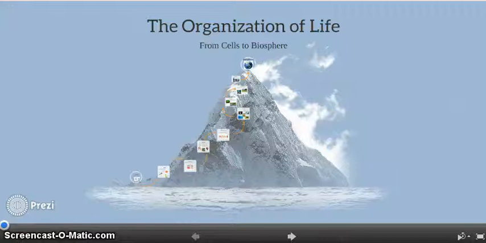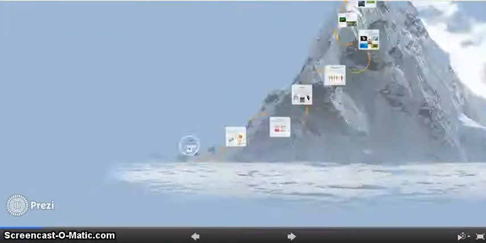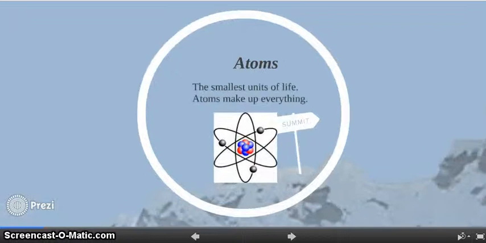The organization of life, from the smallest units of life to the entire globe. How does each part function as a whole? First, let's look at the smallest things in the universe. An atom. Everything is made up of atoms, from rocks to water to trees to, yes, even you and me.